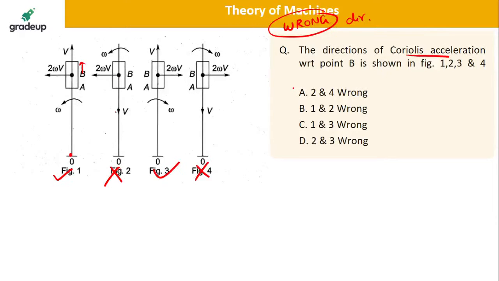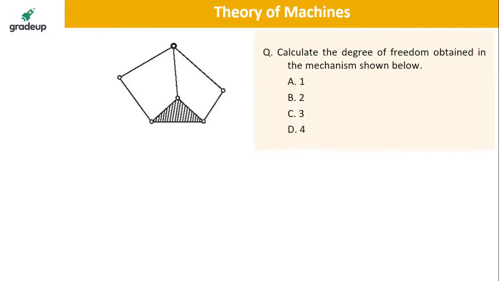So 2 and 4, option A, 2 and 4 are basically the wrong direction of Coriolis' acceleration. Exactly, 2 and 4 is wrong. These both are wrong. Okay, so option A is the correct answer. Let us go for the next question.